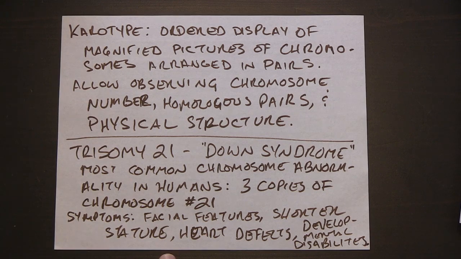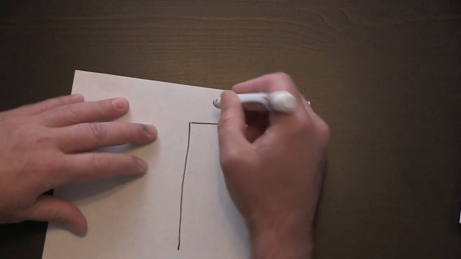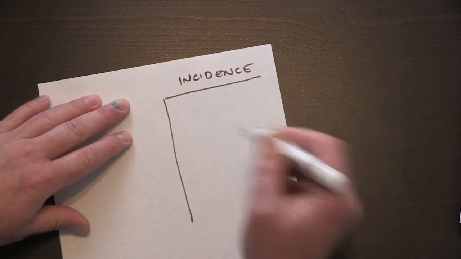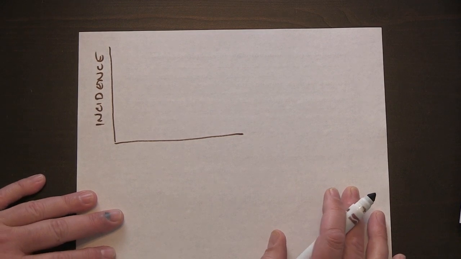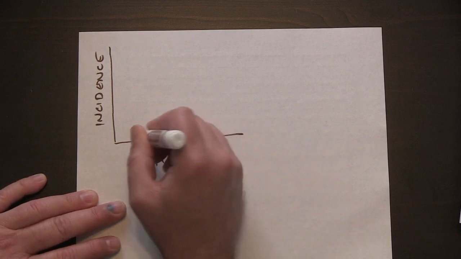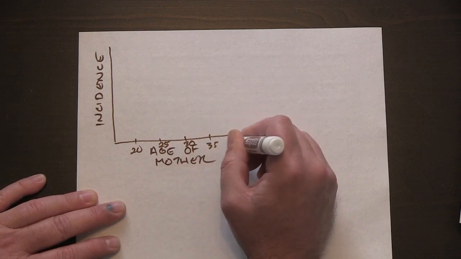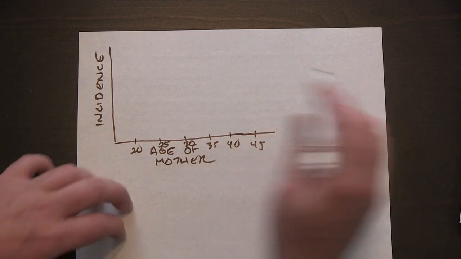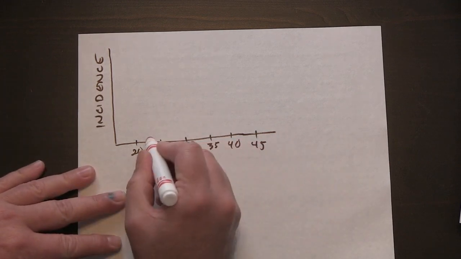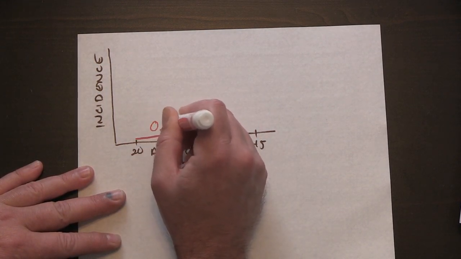And the incidence of this goes up quite a bit with the age of the parent, both mother and father. So, for example, if we drew a chart and we put the incidence of the syndrome and the age of the mother, let's say. So 20, 25, 30, 35, 40, and 45. The incidence is pretty low. It's about 0.05%.